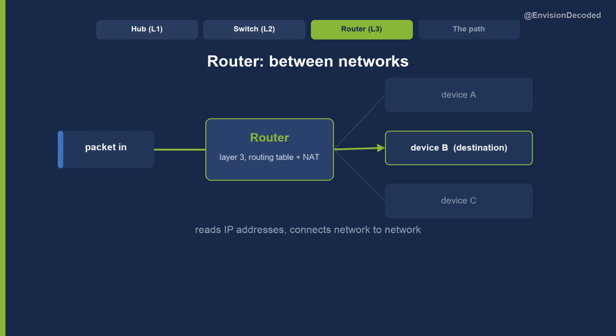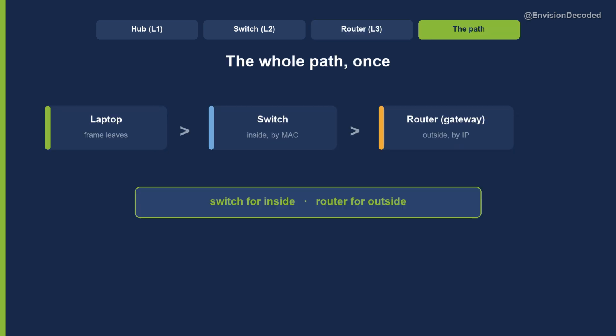Then the router, layer 3, network. A router does not care about MAC tables, it reads IP addresses and decides where packets go between networks. From your home network to the internet or between office networks. It keeps a routing table of where different networks live, and it is the box where NAT from episode 10 actually happens. So picture the whole path once.